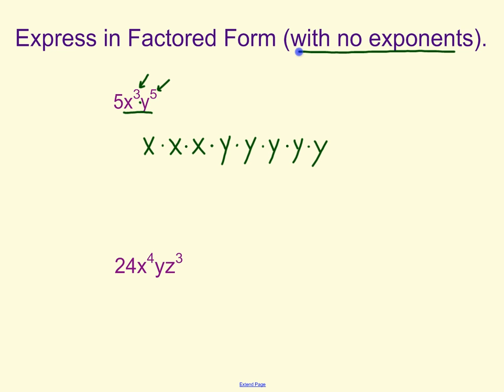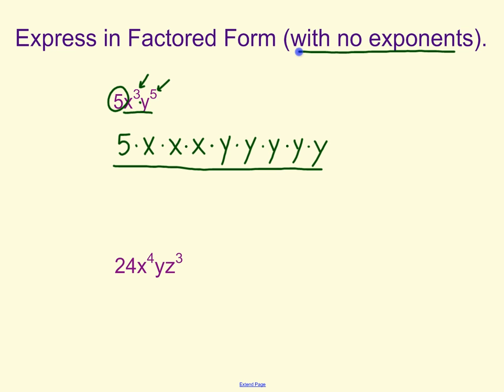Okay. So now we have to look at that coefficient out front. This is the thing people tend to forget. That 5, we do want to break that down into its prime factors, if it has prime factors. If it's already prime, then you can just keep the 5. So, does 5 have any other factors besides 1 and 5? No, it does not, so that will just stay as a 5 out front because 5 is prime. So that is factored form. We're showing every single factor for 5x cubed y to the fifth, all multiplied out without the exponents.